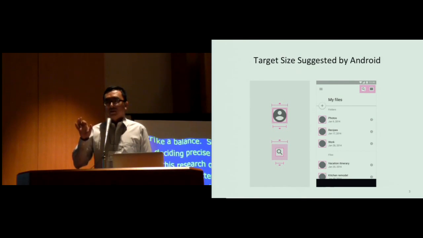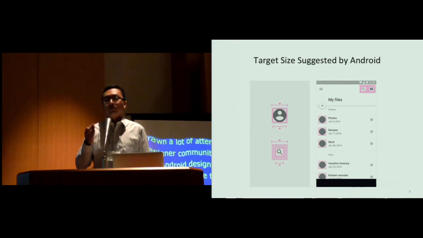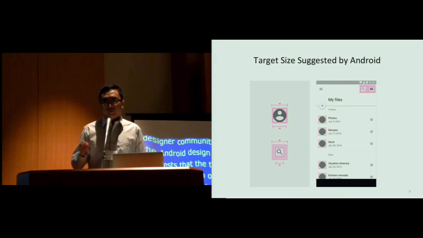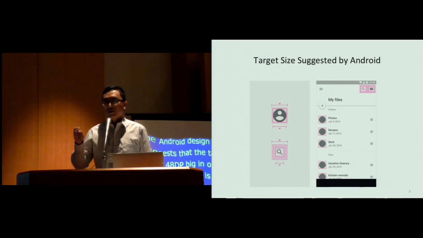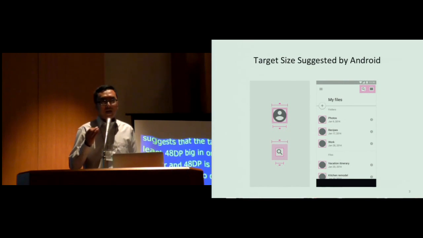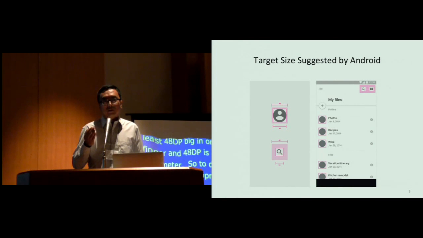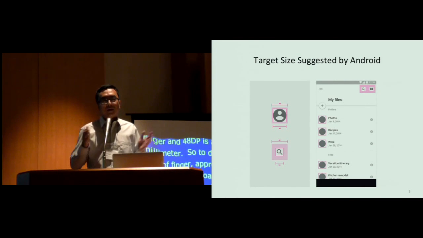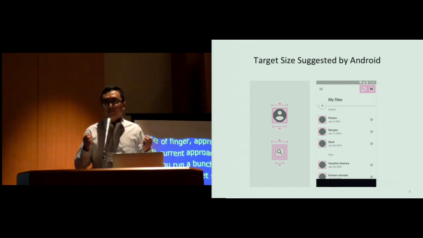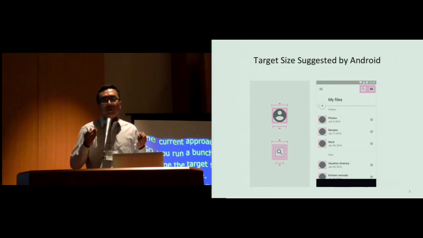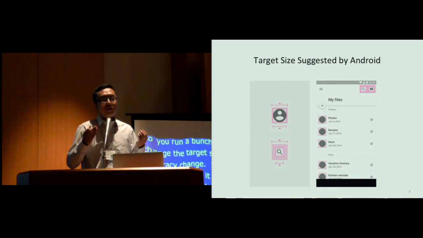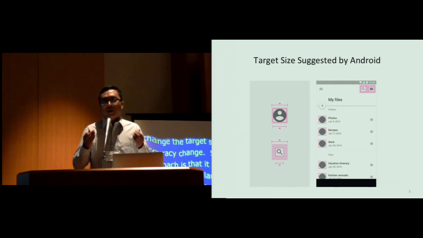To decide the appropriate size of a target, the current approach is trial and error. You basically run a bunch of user studies and change the target size to see how the accuracy changes. The problem with this approach is that it's not scalable. If you have a large range of target sizes and different shapes, does that mean you have to run user studies for every possibility? Also, the results from this approach are hard to build on. For example, if you want to do UI optimization or automatic UI generation, it's hard to use the results from these empirical studies.